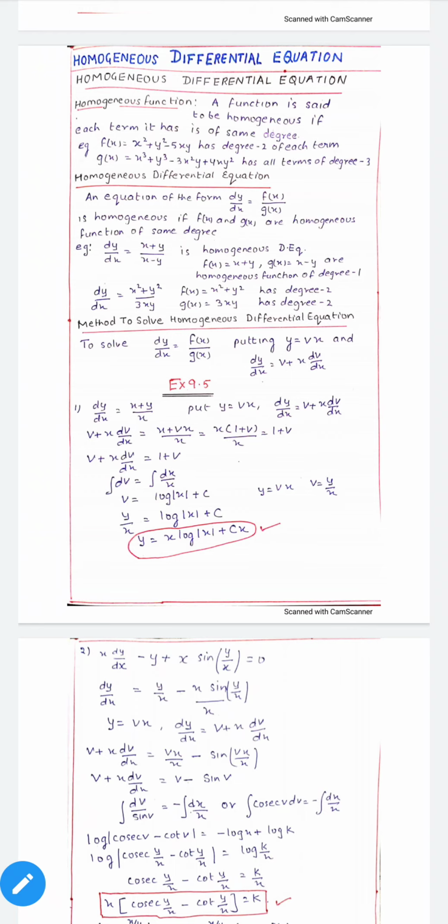Good morning, students. Today we are going to start with exercise 9.5, homogeneous differential equation. Before going for homogeneous differential equation, we should know what homogeneous functions are.